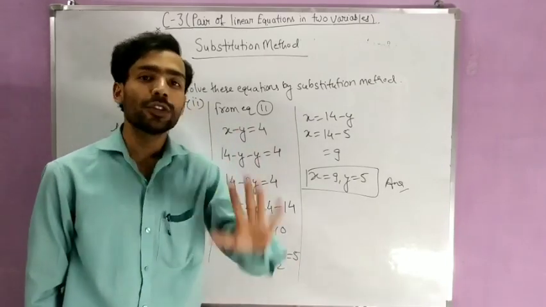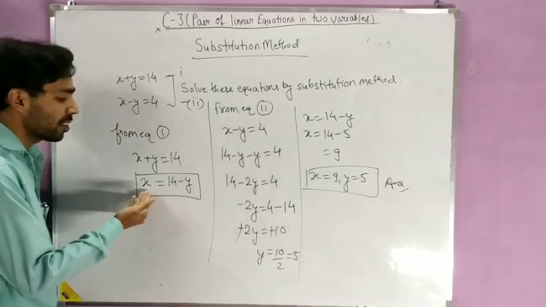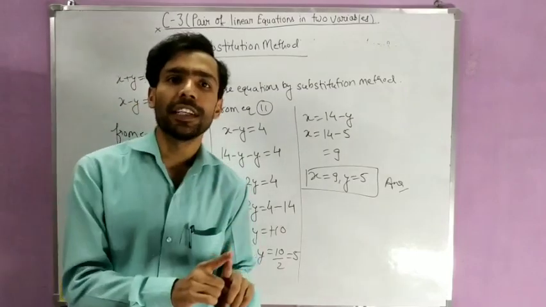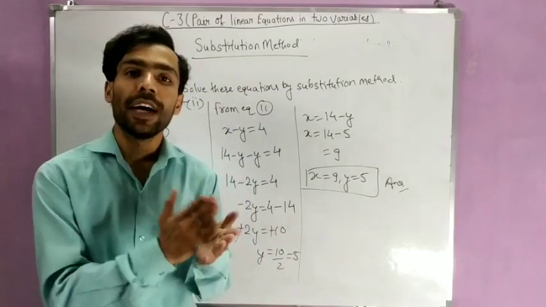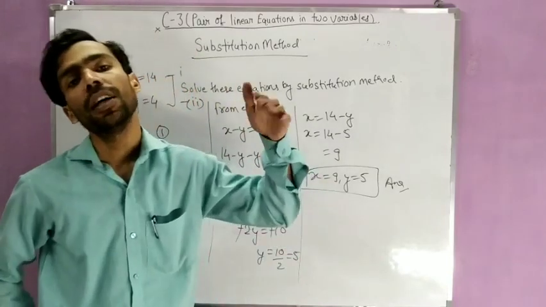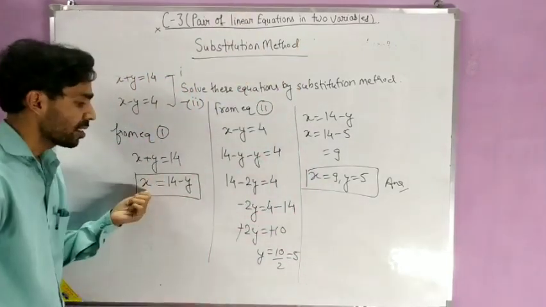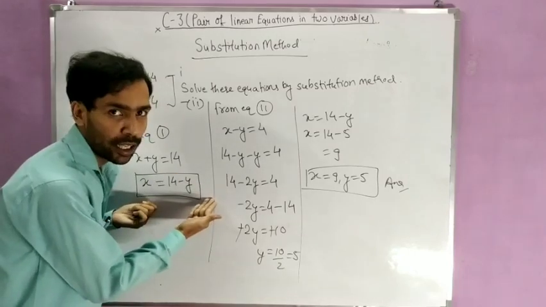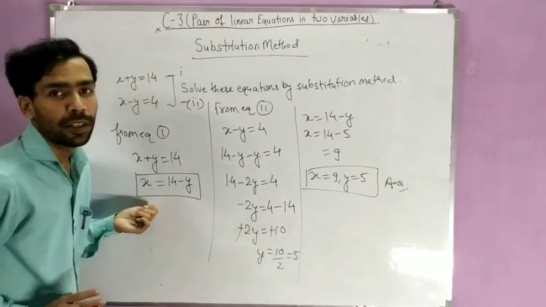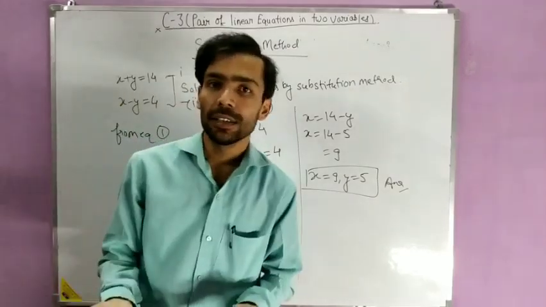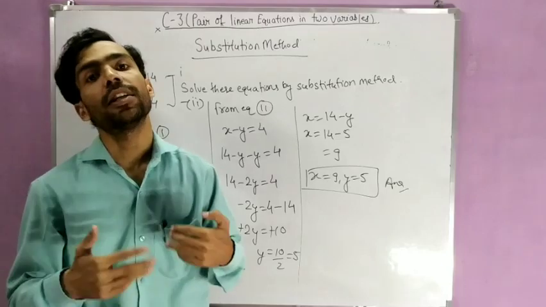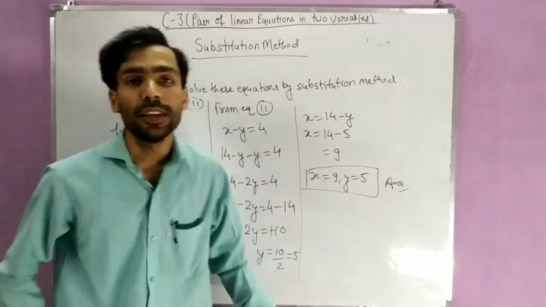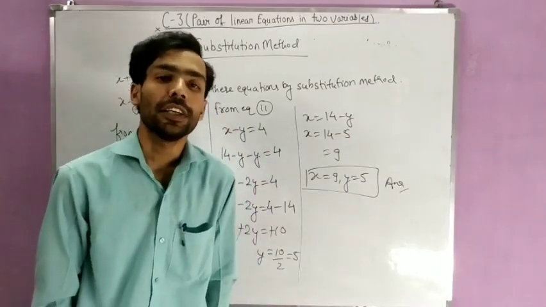Now one question also comes to mind: sir, why have you taken out x only, why have you not taken y? I said you can take any one variable. You have to take the value of any one variable in terms of the other variable. If you take out x, y will be this side. If you take out y, x will be this side. So you can do either. You can calculate x in terms of y, or y in terms of x. So this method is known as the substitution method to solve a pair of linear equations.